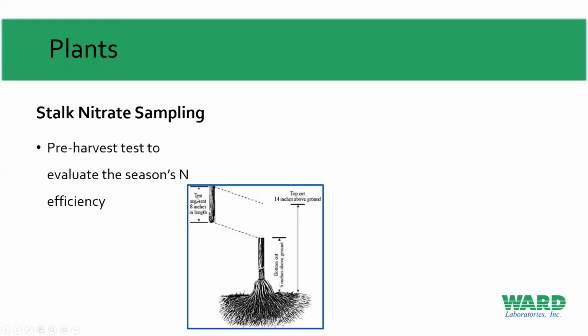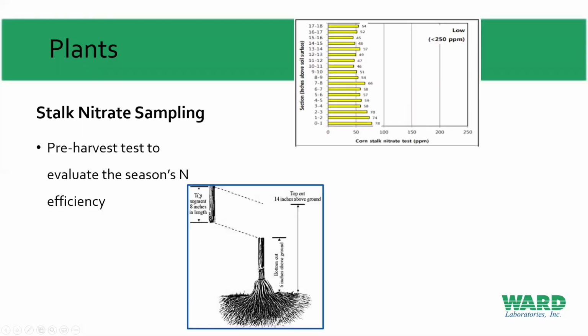And then at the end of the season, we can think about stalk nitrate sampling. This is a post-test to see how we did on our nitrogen program. This is a test that a lot of guys are out there using right now. Here we're taking a segment of stalk 6 inches above the ground and the next 8 inches. Just as depth control is critical on soil sampling, taking the right portion of stalk is also very critical in the way you interpret the data.